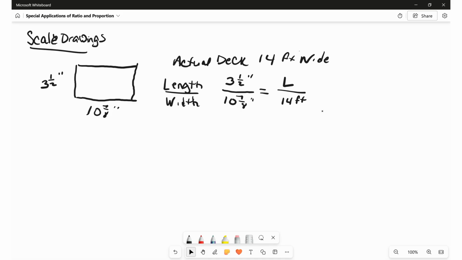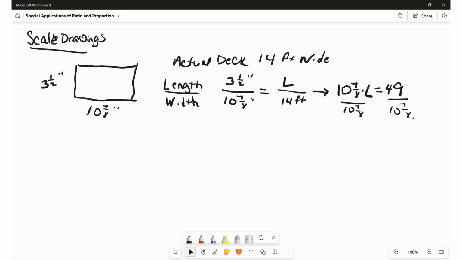So now, like we learned before, what we want to do here is cross multiply and then divide. So we're going to do 14 times 3.5. And that gives us that 10 and 7/8 times the length is going to be equal to 49. So we can take our calculators and divide both sides by 10 and 7/8.